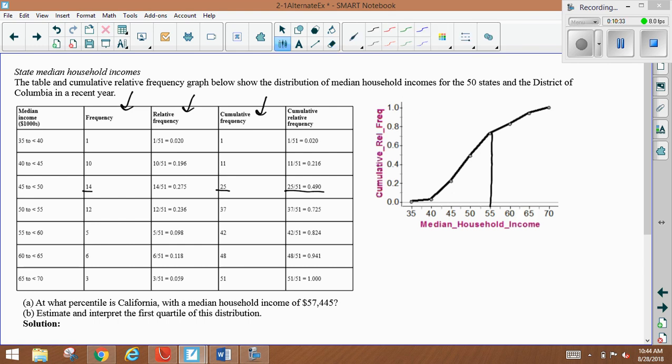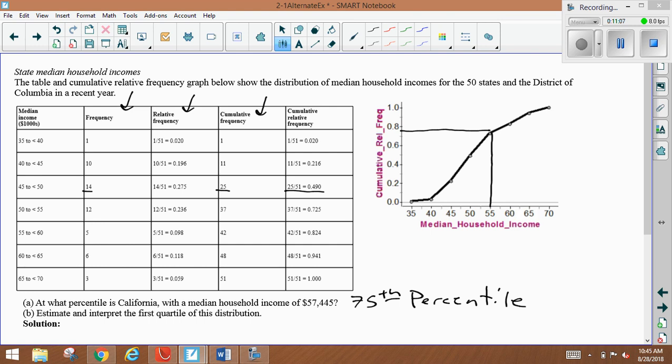And that should give us an estimate of the percentile. 75. I think that maybe 75 is more meaningful. Why is that? So we would say the 75th percentile. And why is the 75th percentile meaningful?